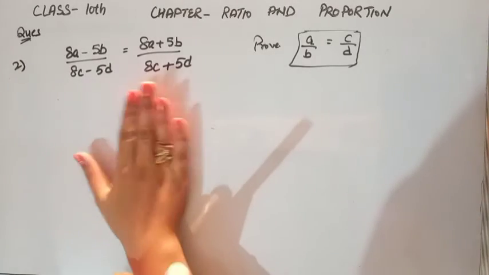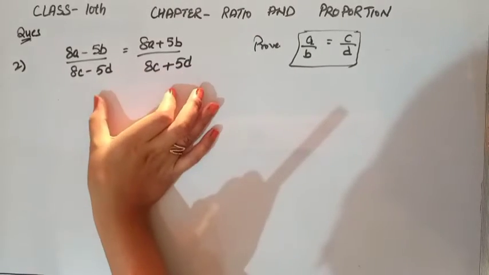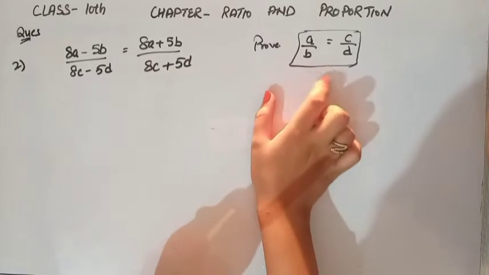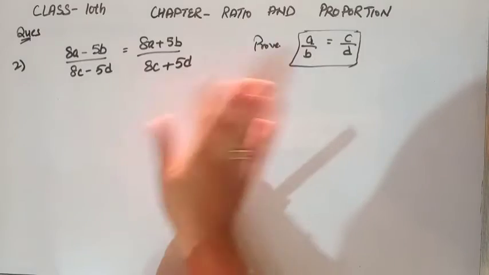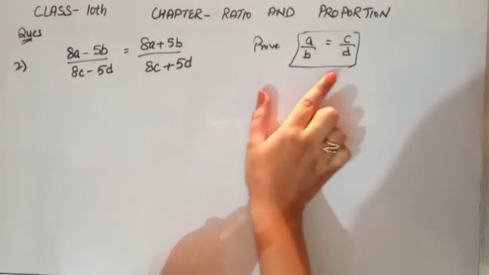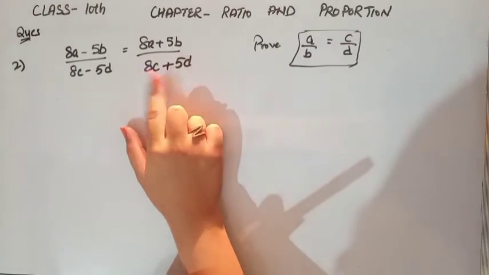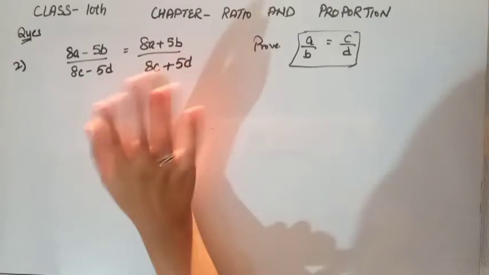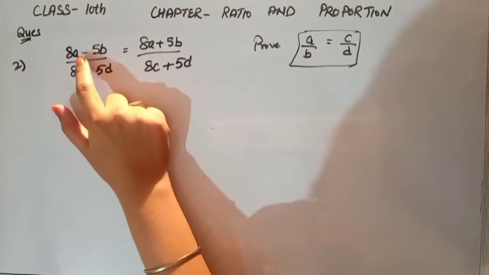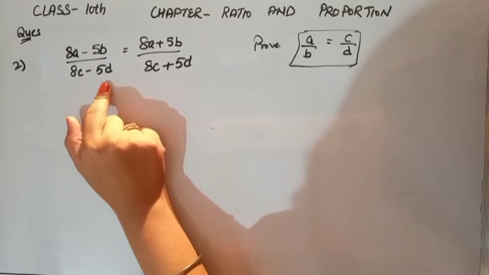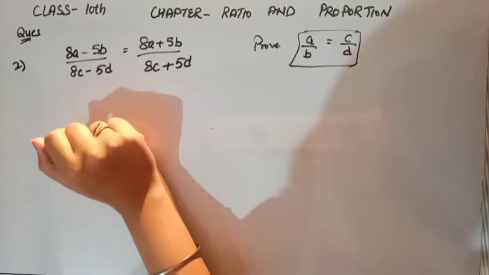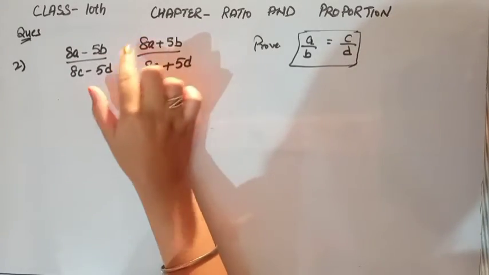So this is our next question. We are given this equation, and we have to prove that all the terms A, B, C, D are in proportion. So this is of a different type. First we were given this and had to prove that; now we are given this and we have to prove this. So let's begin. Over here it is 8A, 5B in the numerator and C and D in the denominator. Above is A and B and below is C and D. So we have to first change its order.